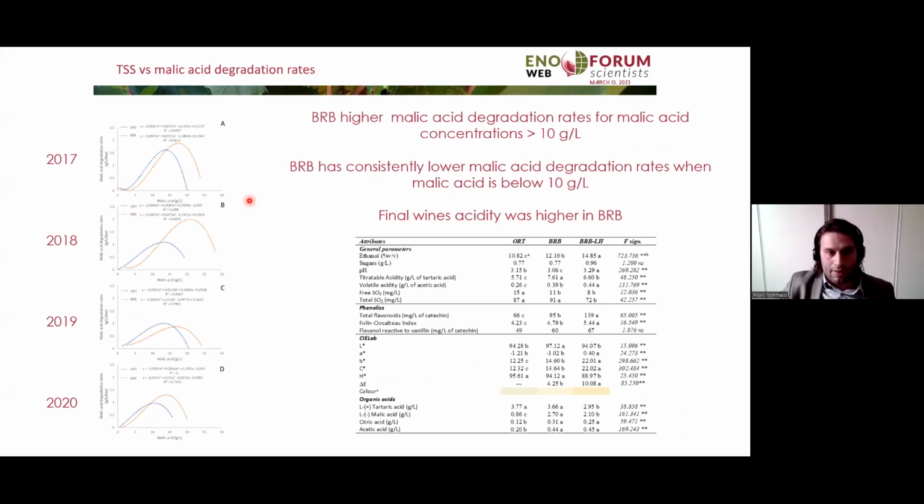When we plotted the malic acid degradation rates, so the grams per liter of malic acid lost per day, against the instantaneous malic acid concentration, so essentially analyzing the loss of malic acid in terms of the instantaneous concentration of malic acid, a very steady and consistent correlation came from this analysis.